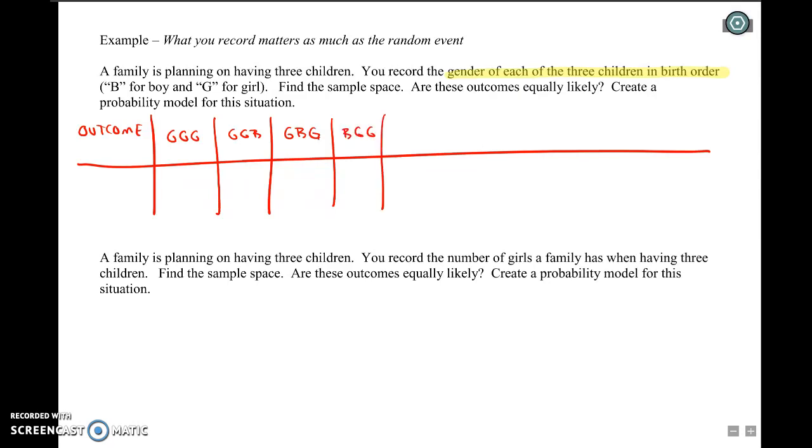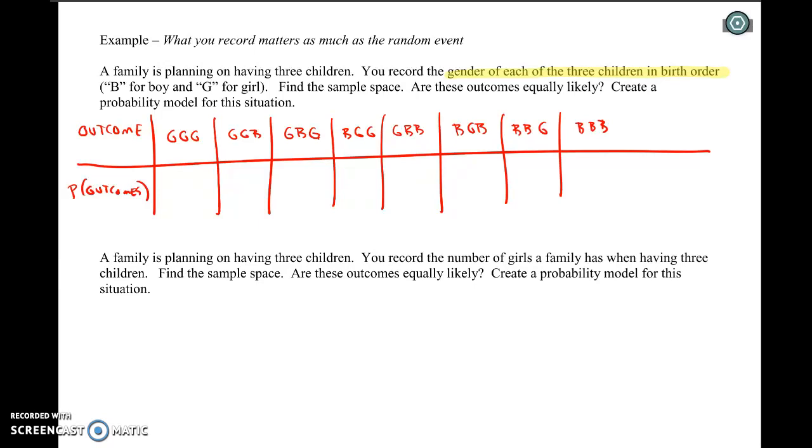Now let's do all the combinations of 1 girl and 2 boys. I could go girl, boy, boy, boy, girl, boy, boy, boy, girl. And I could get 0 girls. I can get all boys. And then the probability of those outcomes. So the question is, are these equally likely?